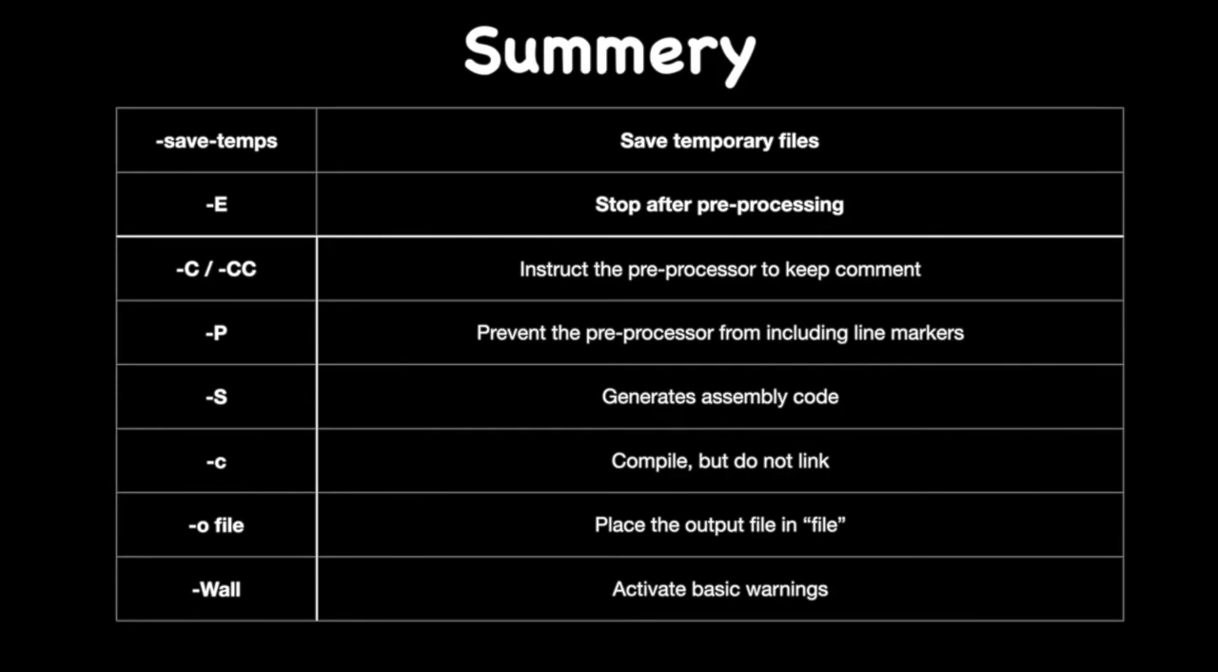So here is the summary of all options. First, -save-temps is used to store the temporary files also, and the -E option is used to stop after preprocessing. -C is used to instruct the preprocessor to keep comments. -P is used to prevent the preprocessor from including line markers. Capital S is used to generate an assembly file. Small c is used to compile but not link. The -o option is used to store the output in a file, and the -Wall option is used to activate the basic warnings.